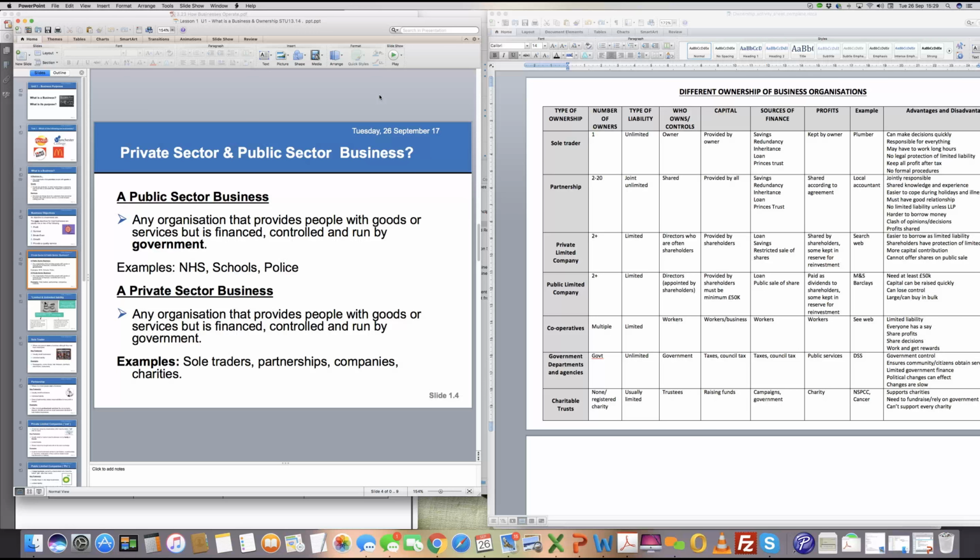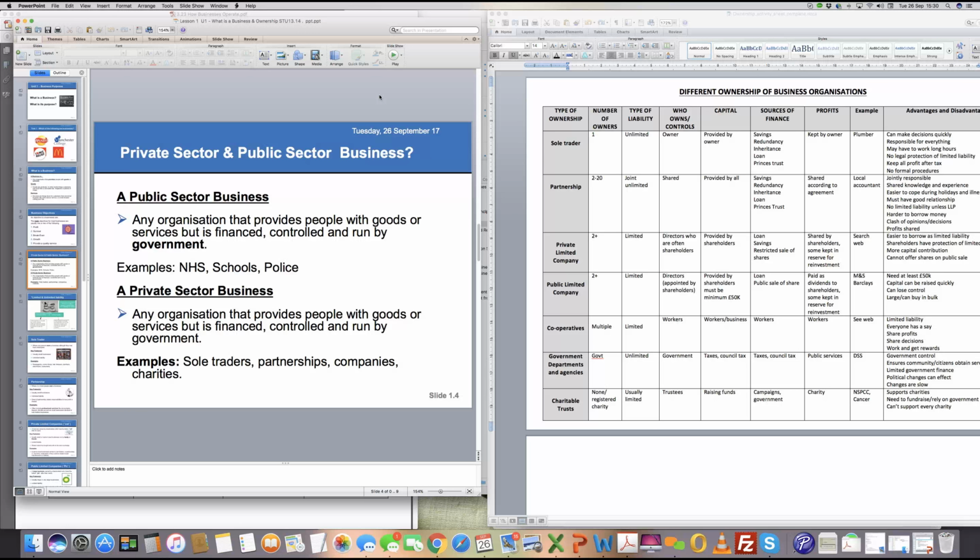So when we look at classification of businesses, we define them into two types. One is public sector businesses, and the other is private sector businesses. So what is a public sector business? An organization that provides people with goods and services, but is financed, controlled, and run by the government. That kind of organization or business would be called a public sector business. Examples of that would be the NHS, schools, police, the council. Organizations which are funded by the government are essentially all public sector organizations.